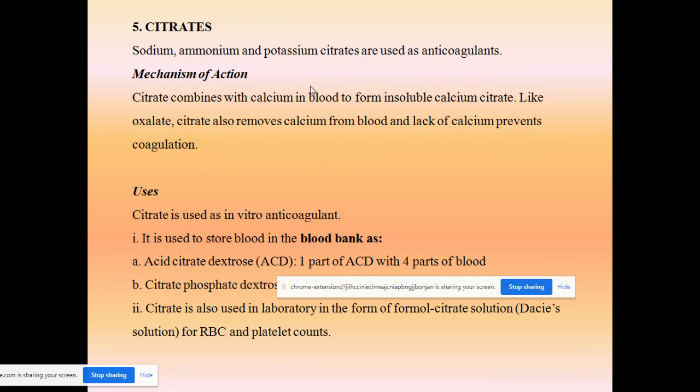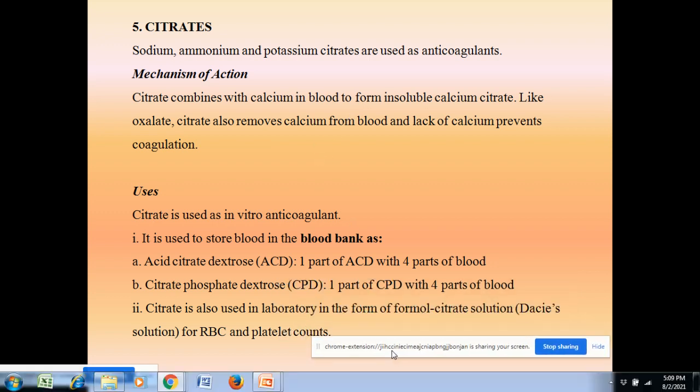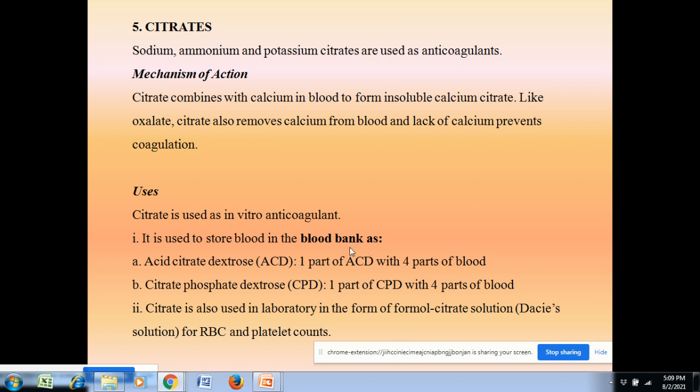Next is citrate: sodium, ammonium, and potassium citrates are also used as anticoagulants. This also combines with calcium to form insoluble calcium citrate. When the calcium is removed, blood coagulation is prevented. It is used as an in vitro anticoagulant, to store blood in the blood bank. How is it used? Acid citrate dextrose is 1 part of ACD with 4 parts of blood. Citrate phosphate dextrose is 1 part with 4 parts of blood. Citrate is also used in the laboratory in the form of formol citrate solution for RBC and platelet counts. So it is used for preservation in vitro.